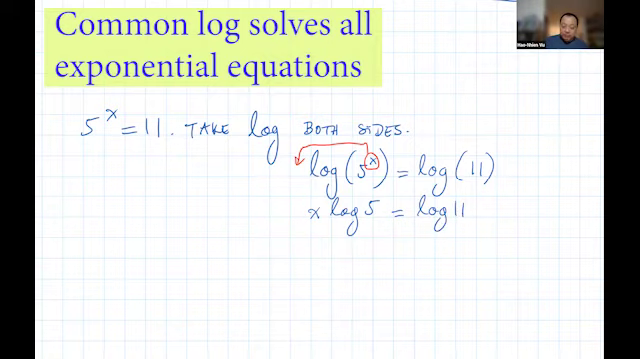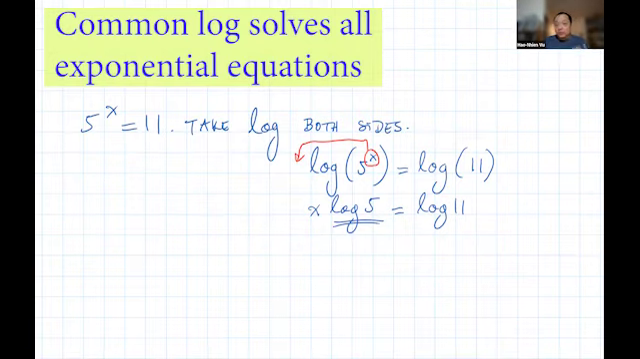Log 5 is a number. Think of it like 6. It isn't 6, but in your mind, you can think of it as a number just like a 6. Log 11 is also a number. It's definitely something you can punch into a calculator and find out. So think of it like a 7. If you have an equation that is x times 6 is equal to 7, then you can always divide both sides by 6 and get x out of it.